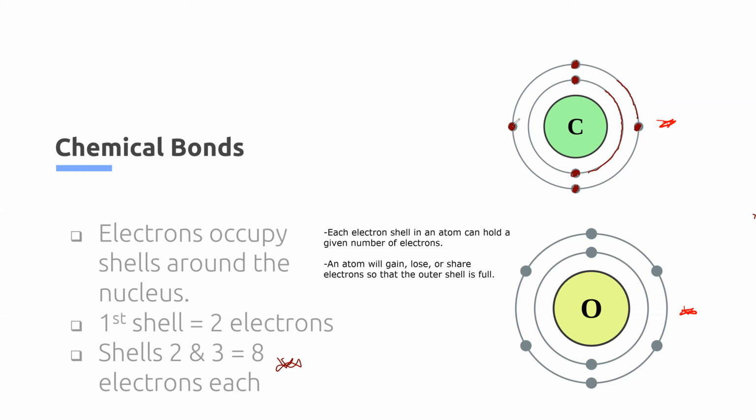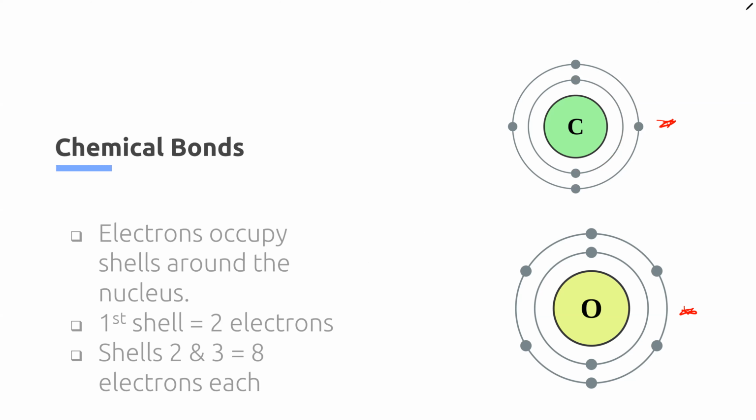So let's go to the whiteboard and we're going to draw a couple of these diagrams. So these are called Lewis dot structures. You do not need to remember that, but if you look it up online, that's what they're called.